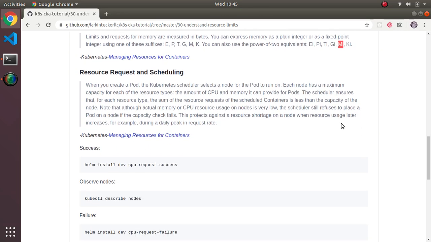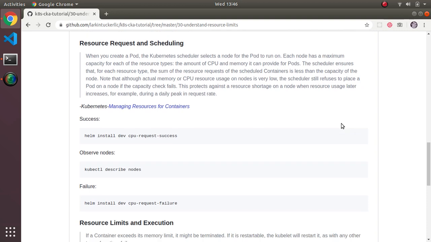Let's see what's here. Okay, so we're going to talk about the request and scheduling. Essentially, the way the scheduling works is that when you supply the requests for a pod, the scheduler is going to look at the sum of all of the containers' requested CPU, for example, and ensure that the node it's going to be placed on has at least that much. Once it gets placed there, that node will deduct that from its pool, so it's basically taken away from the node's overall capacity.